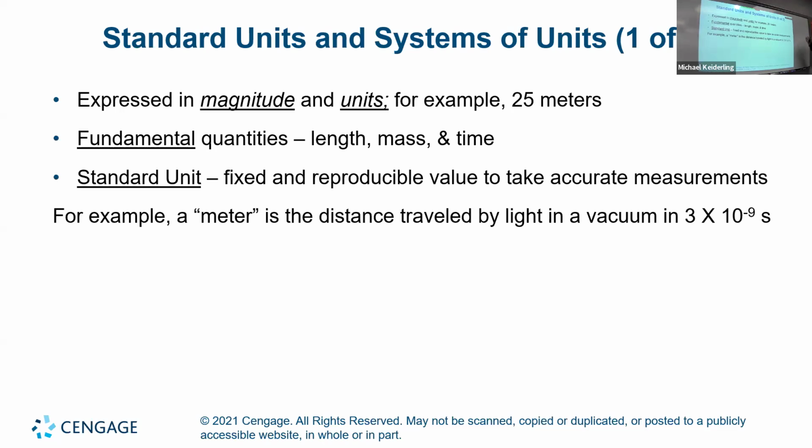And a standard unit is a fixed and reproducible value that people have agreed on that we use to take accurate measurements. For example, a meter is defined as the distance traveled by light in 3 times 10 to the minus 9 seconds, roughly. There's a very specific number, which I'll give a little bit later, but it's the distance traveled by light in a very specific period of time. Basically 1/300 millionth of a second.